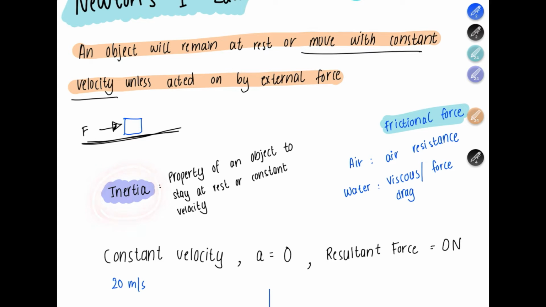Now we can also define inertia. Inertia is basically the property of an object to stay at rest or at constant velocity. If an object has a bigger mass, it has bigger inertia, and it's harder to start it from rest or to move it, okay, from its constant velocity. Just like a huge bus has much bigger inertia than a small bicycle.